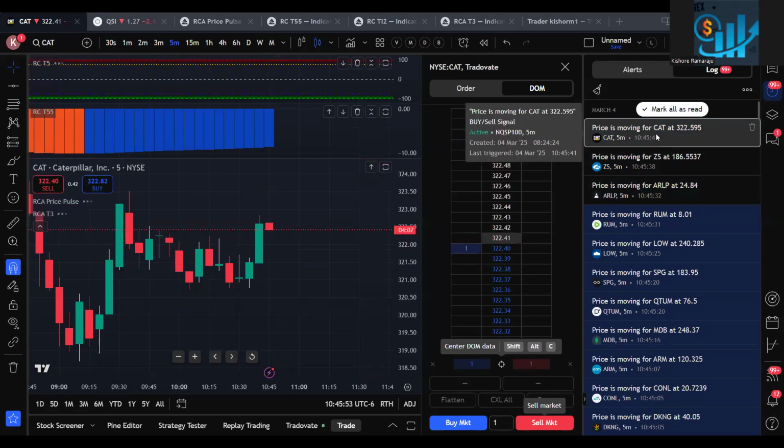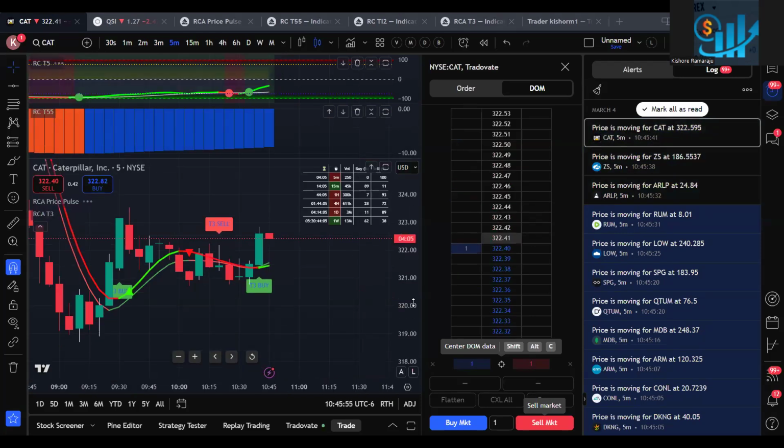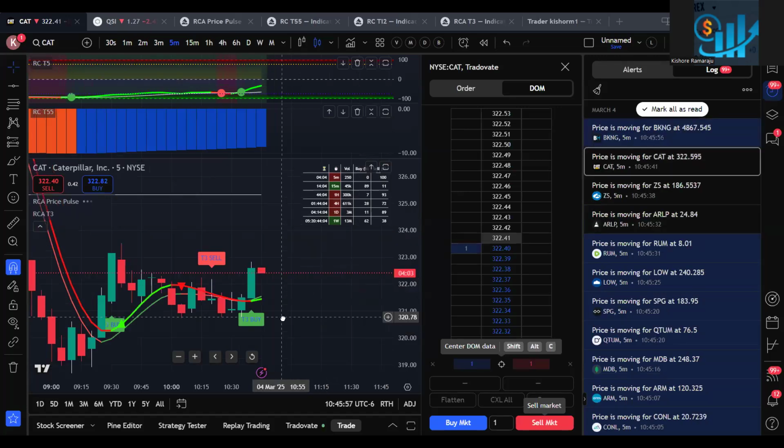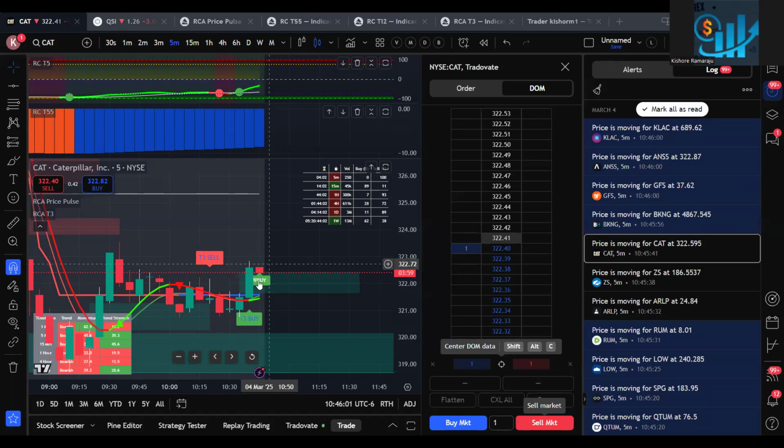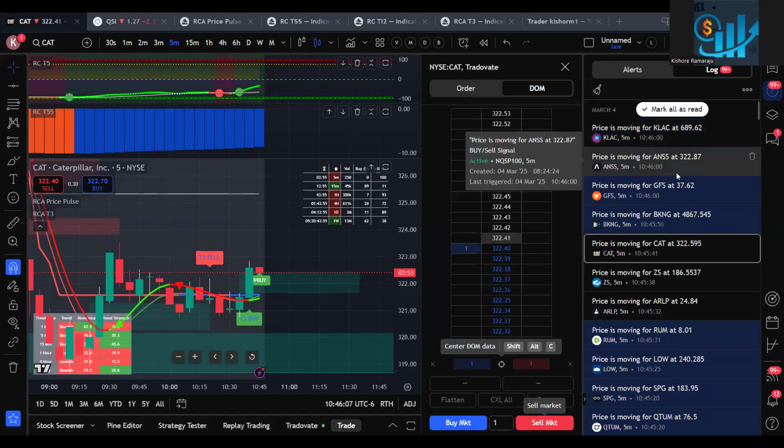Now we got another alert for CAT. Same thing, we got a PP buy, but volume is not looking good. Momentum is also still not looking good.